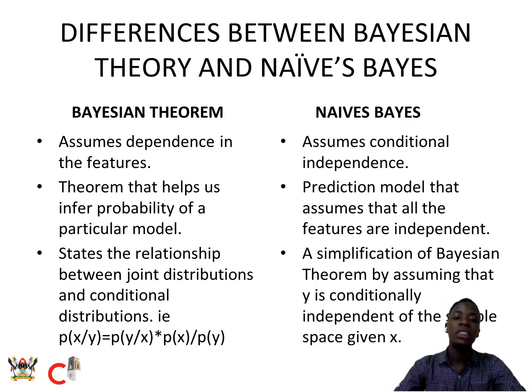And then Bayesian theorem states the relationship between the given distribution and conditional distributions, which is direct proportionality and reverse proportionality, whereby the product of the prior and the probability of y given x is directly proportional, and the one below is inversely proportional. Naive Bayes is just a simplification of Bayesian theorem by assuming y is conditionally independent of the sample space given x.